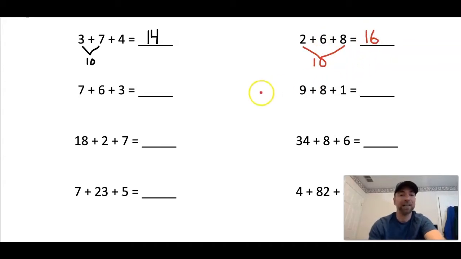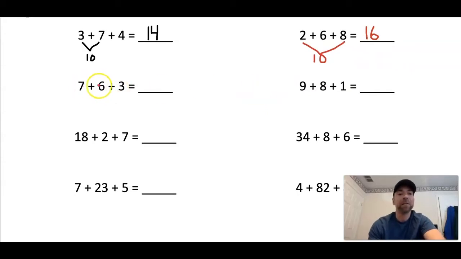Oh, let's take a look at the next one. 7 plus 6 plus 3. Can we find a friend of 10? Let's see. 7 plus 6 is not a friend of 10. 6 plus 3 is not a... Oh, 7 and 3 are friends of 10. So I'm going to put down a 10. And then I know 10 plus 6 more is going to give me 16.